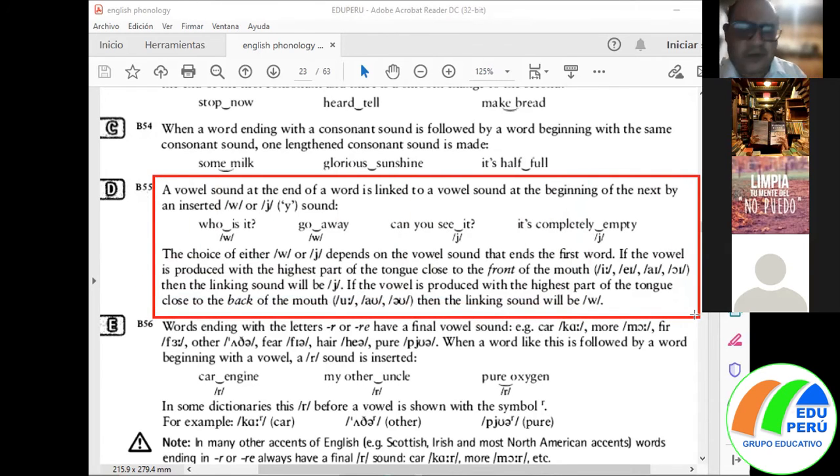Notice here, a vowel sound at the end of a word is linked to a vowel sound at the beginning of the next by an inserted wa or ya sound. Remember this. So we are going to join vowel sounds.